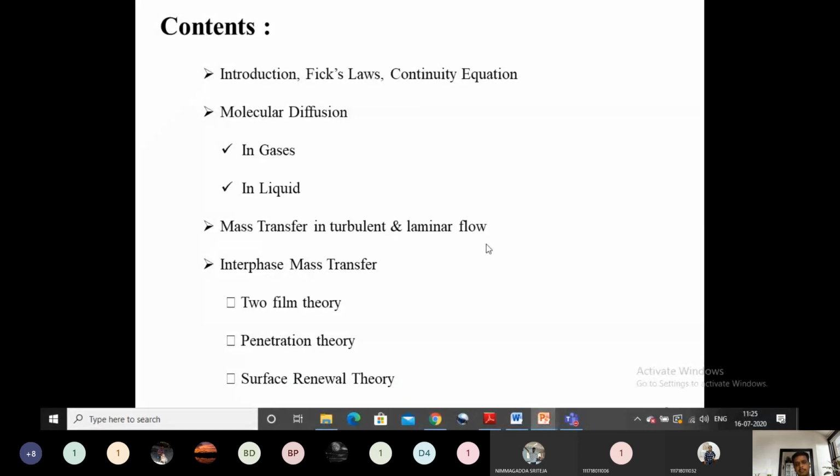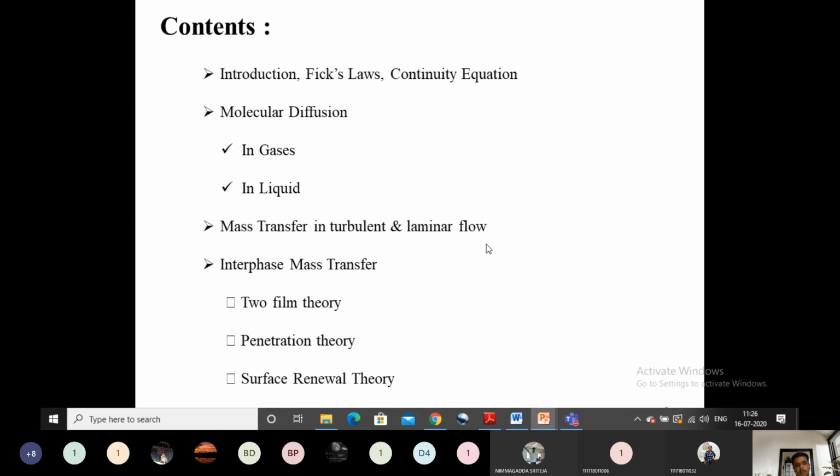Then we derived a relationship between fluxes: NA is equal to NxA plus JA. From this equation, we used the mass balance: rate of mass output minus rate of mass input plus accumulation is equal to rate of mass generation. Using this mass balance equation, we derived the continuity equation: dou ux by dou x plus dou uy by dou y plus dou uz by dou z is equal to 0. That is nothing but the continuity equation.